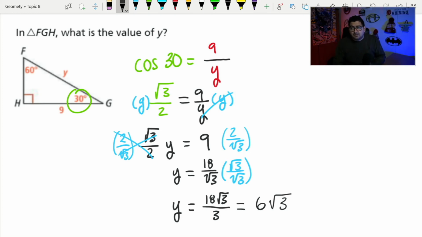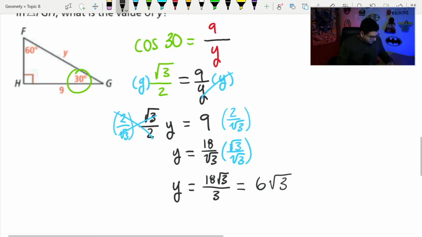And you can type this into a calculator, figure it out that way as well. But this is how we use the values of cosine, sine, and tangent of these very common angles to help us solve for these types of problems, where a side's missing. Let's go ahead and look at one more example.